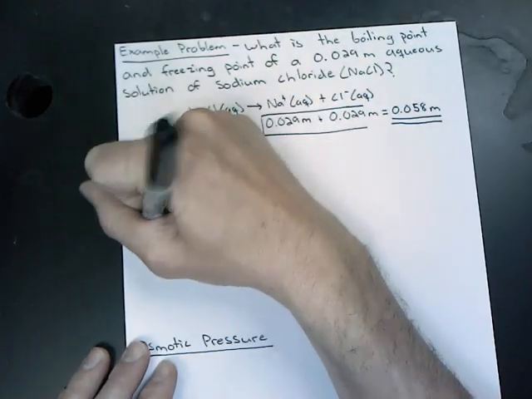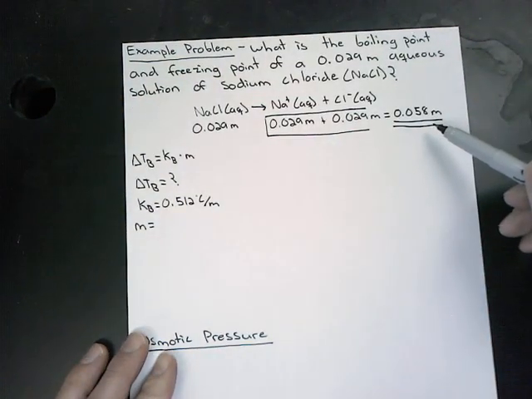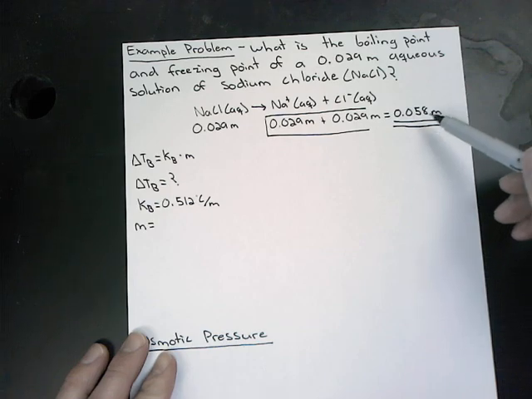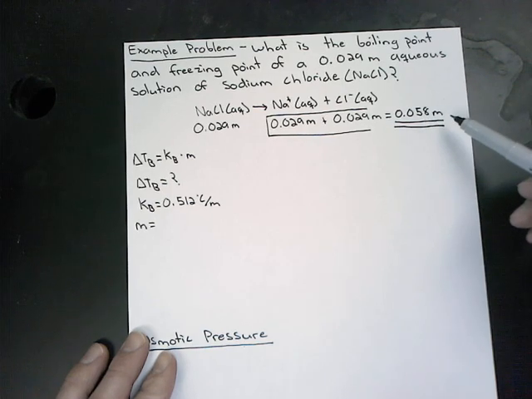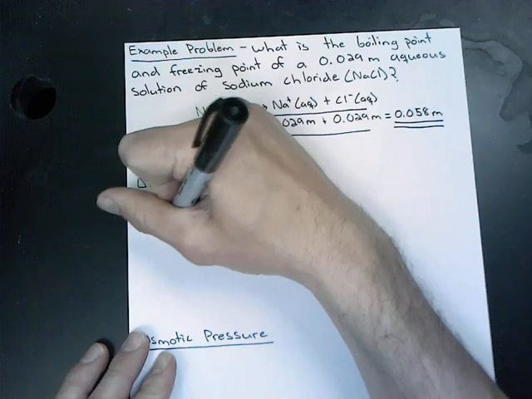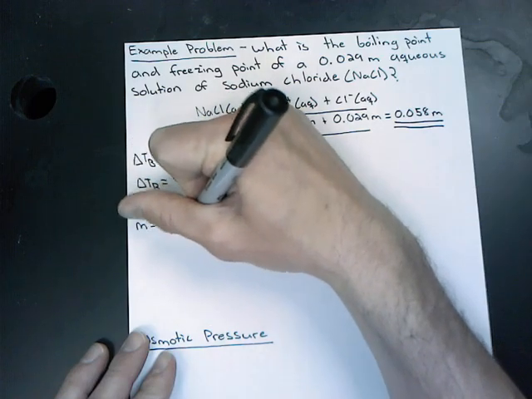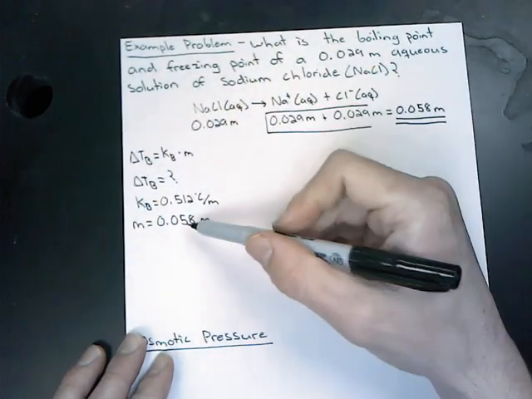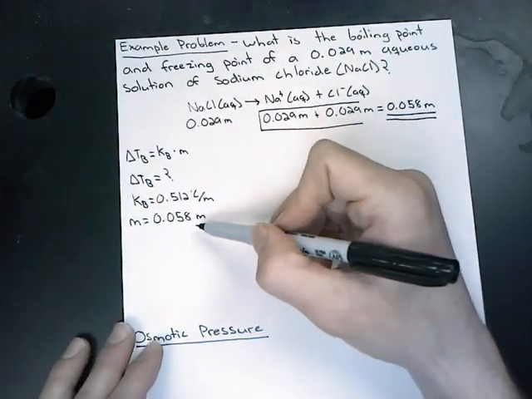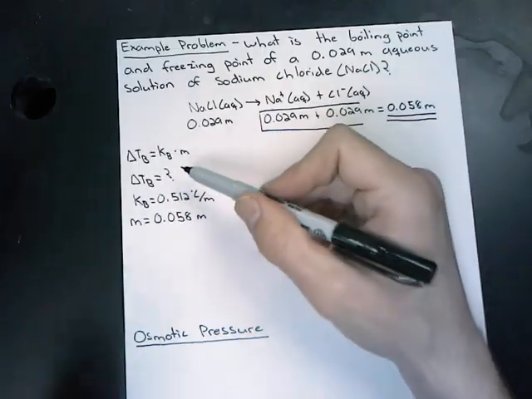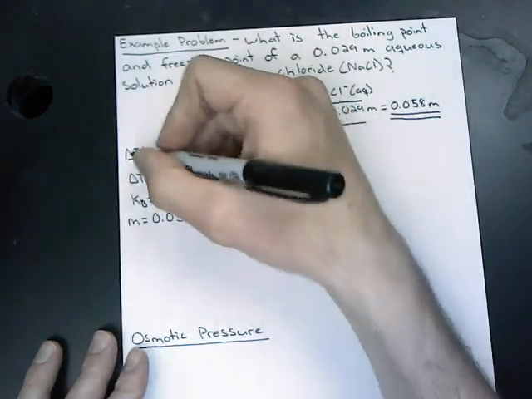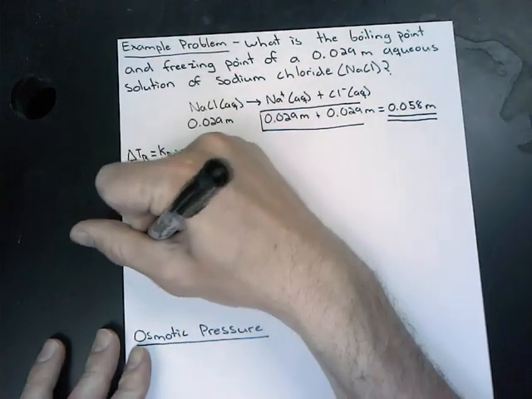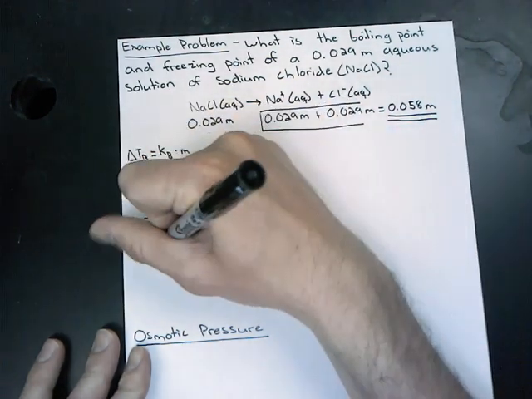Now, our molality, we just got done talking about what the total molality is, and it is that 0.058. So I'm going to insert that value into our last component of this formula. Now we have two of the three parts. We are going to solve for that change in boiling temperature.